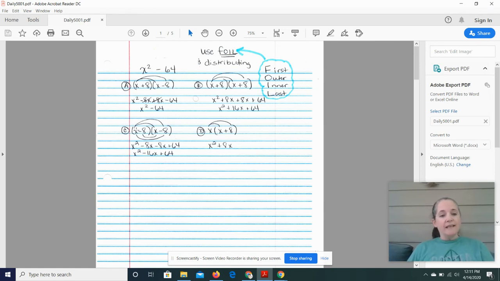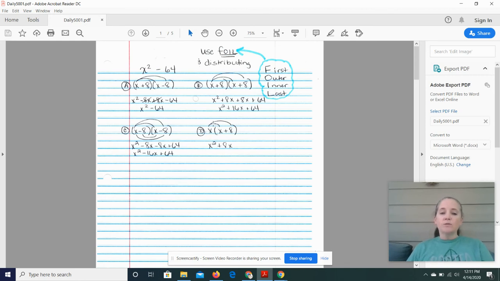Okay, so on C, same process. First, x times x is x squared. Outer, x times negative 8 is negative 8x. Inner, negative 8 times x is negative 8x. And last, negative 8 times negative 8, a negative times a negative is also positive. So plus 64. So when you combine these two negative 8x's, you get negative 16x. So this is the answer. Notice that integer rules are really important in this, just like they are in everything else. So if you need practice with integer rules, make sure you're working on that some.